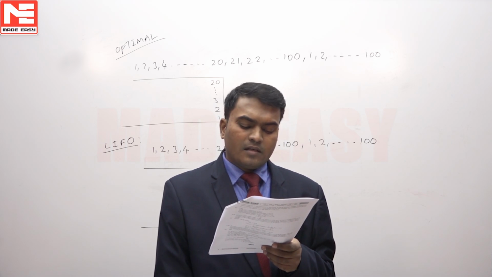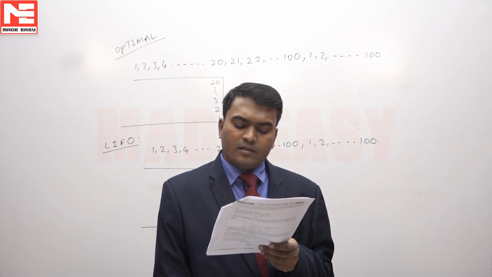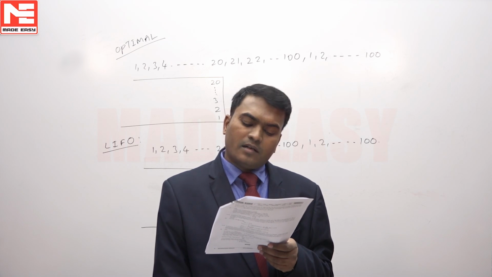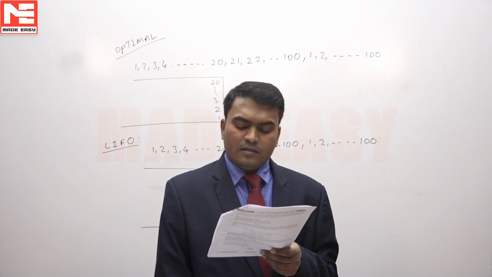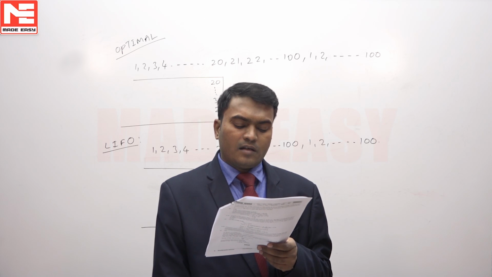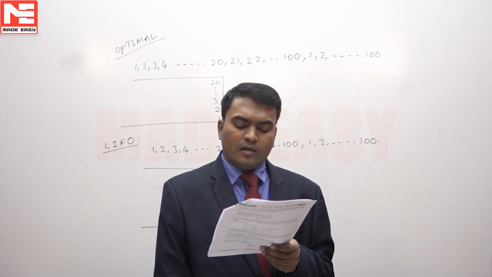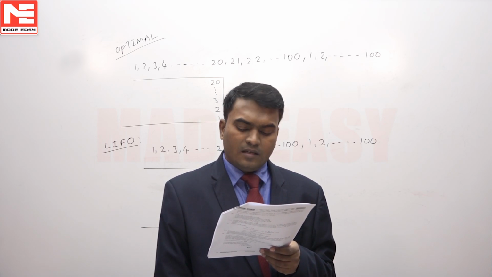Now the program accesses the page numbers from 1 to 100 twice. 1 to 100, 1 to 100, twice. The question asks for the difference between the number of page faults in last in first out and optimal page replacement.